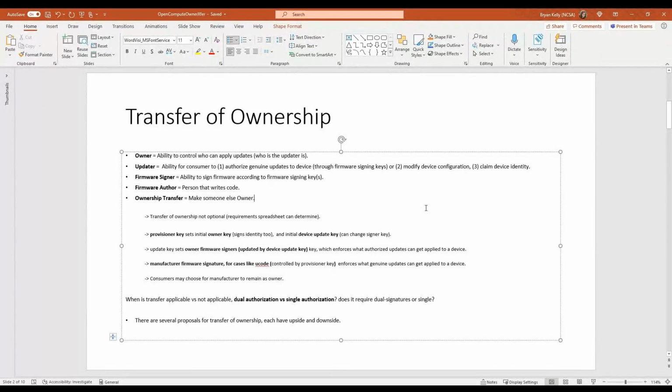Well, I mean, owner ability to control. Maybe we need a subscript, but owner ability to control who can apply updates. That is the key that a device uses to accept it. Is that the key that somebody uses to stage it? And is that the OS level? Well, it's fine for it to be different things, but just be concrete about it. That's all.